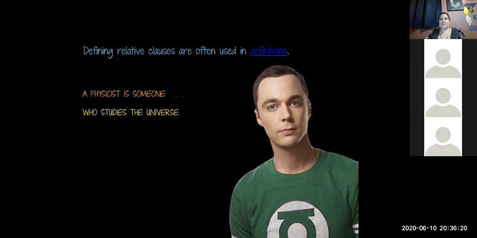Maybe an engineer is someone who... What do engineers do? What do they do? Very good. Okay, an engineer is someone who resolves problems. Very good. Good job.